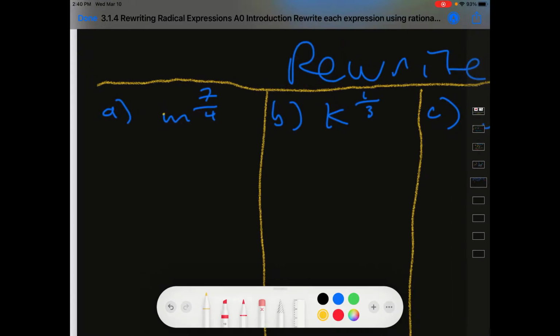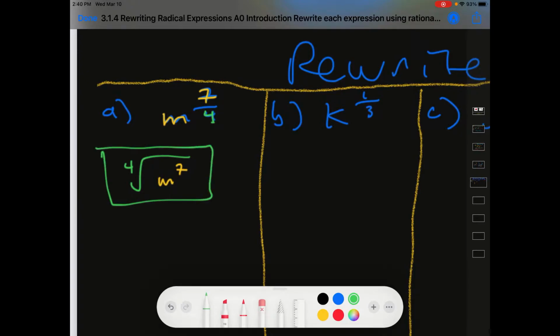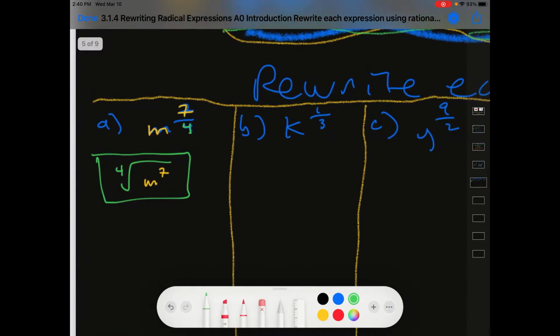So remember here, m to the 7th, and then I put my index, that 4 becomes your root or your index. And so this would be my answer. And notice now we do have a radical. Let's go ahead and try this one over here.